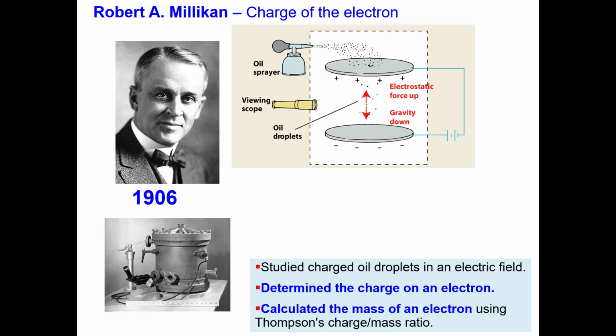The next experiment was conducted by Robert A. Millikan, and he was able to calculate the charge of the electron. He did the oil drop experiment, just 2 years after J.J. Thomson conducted his experiment. This is a real chamber he used for his experiment.